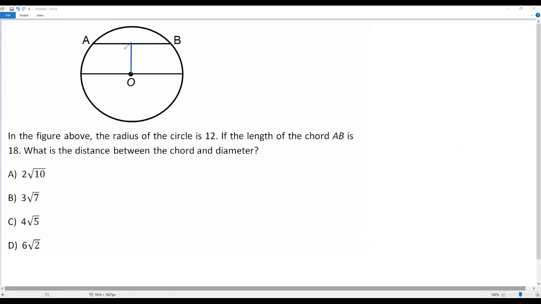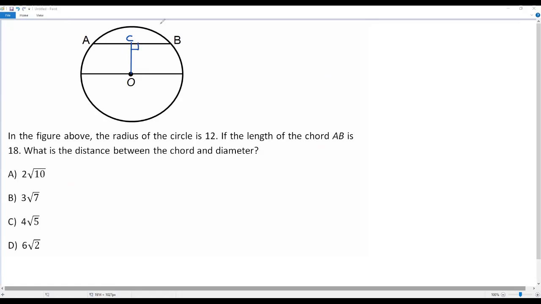I have drawn a perpendicular line over here. Let me say this is point C. So this OC is a perpendicular line drawn from the center of the circle to the chord AB. So the length of this perpendicular line OC represents the distance between the diameter and the chord. So now my aim is to get the length of this perpendicular line OC. Since OC is perpendicular to AB, we have a right angle over here.